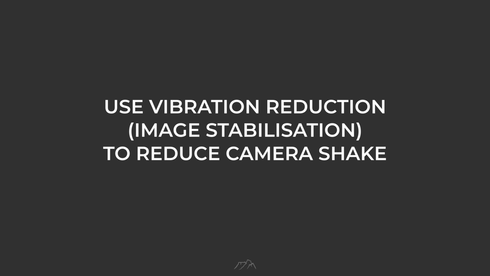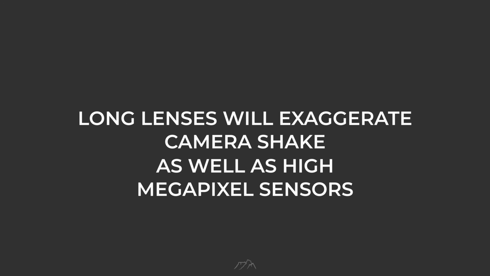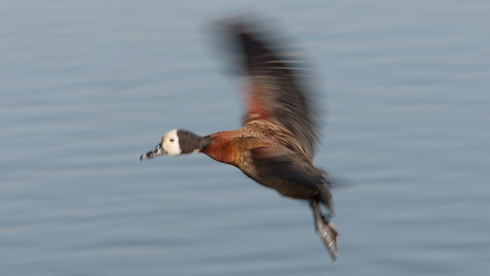When taking photos in challenging conditions with low shutter speeds or when hand holding your lens, it's crucial to utilize vibration reduction or image stabilization on your lens or camera to reduce camera shake. Longer focal length lenses will exaggerate camera movement even more, along with cameras with high megapixel sensors. Failure to mitigate camera shake will likely result in blurry images.